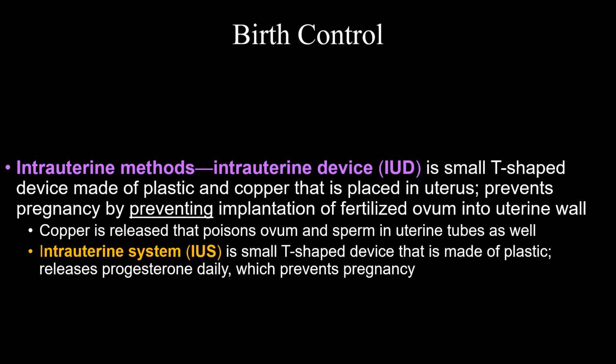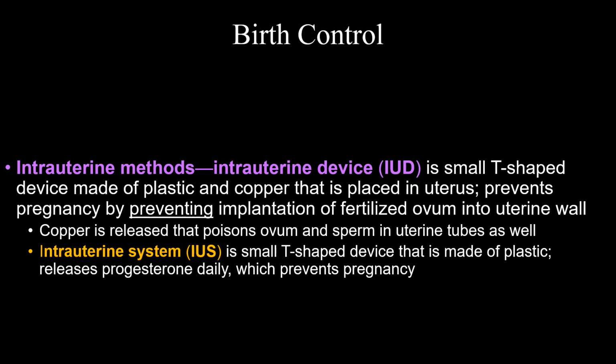You could also opt for an IUD, an intrauterine device, and this is a small T-shaped device made of plastic and copper. It has to be placed into position by a health provider where it will remain for about 10 years. This prevents pregnancy by affecting how a fertilized ovum is able to implant into the uterine wall. Additionally, copper is released when it's inside the womb, and this spreads to the uterine tubes where it manages to poison sperm and the oocyte.